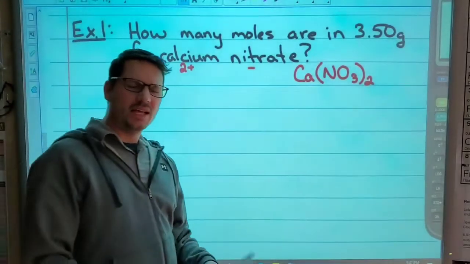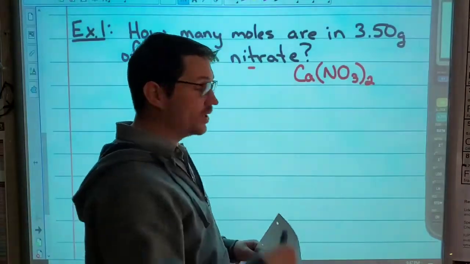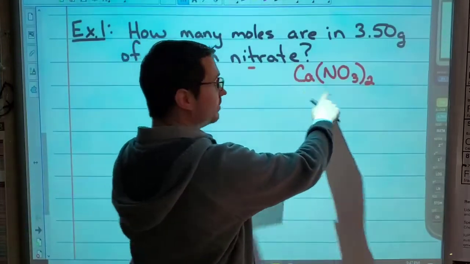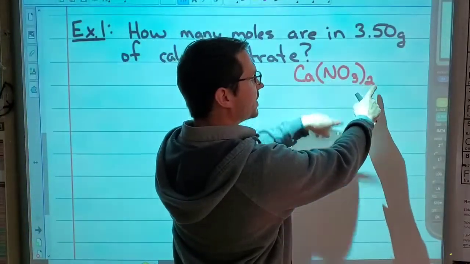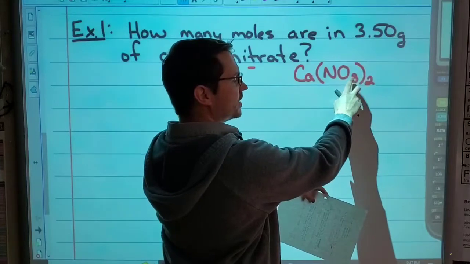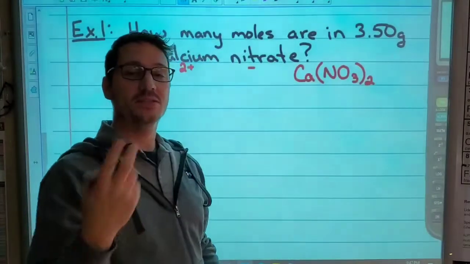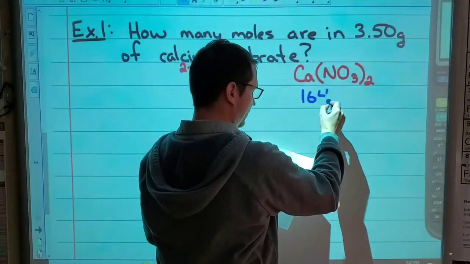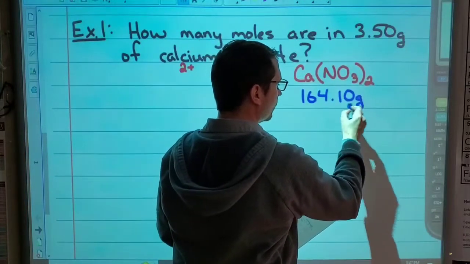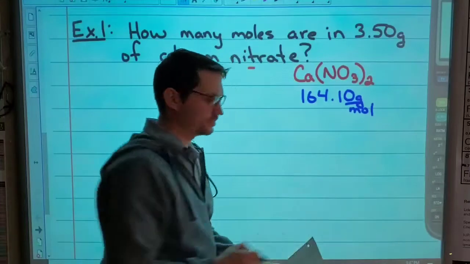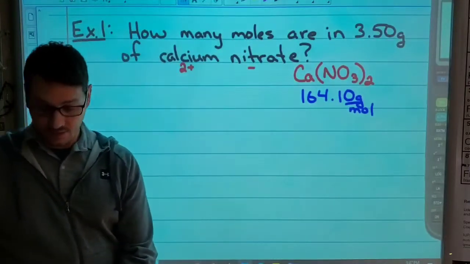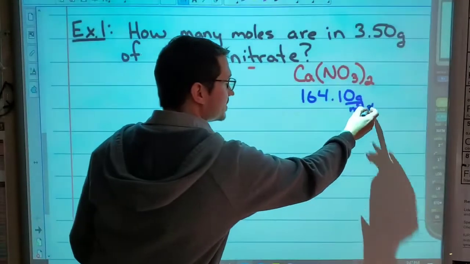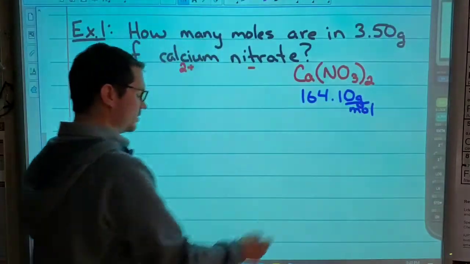Okay, the molar mass for this thing, when you add up 1 calcium, 2 nitrogens, and 2 times 3 is 6 oxygens. 1 calcium, 2 nitrogens, 6 oxygens should be 164.10 grams per mole. Okay, that's helpful. This allows us to be able to convert between grams and moles.